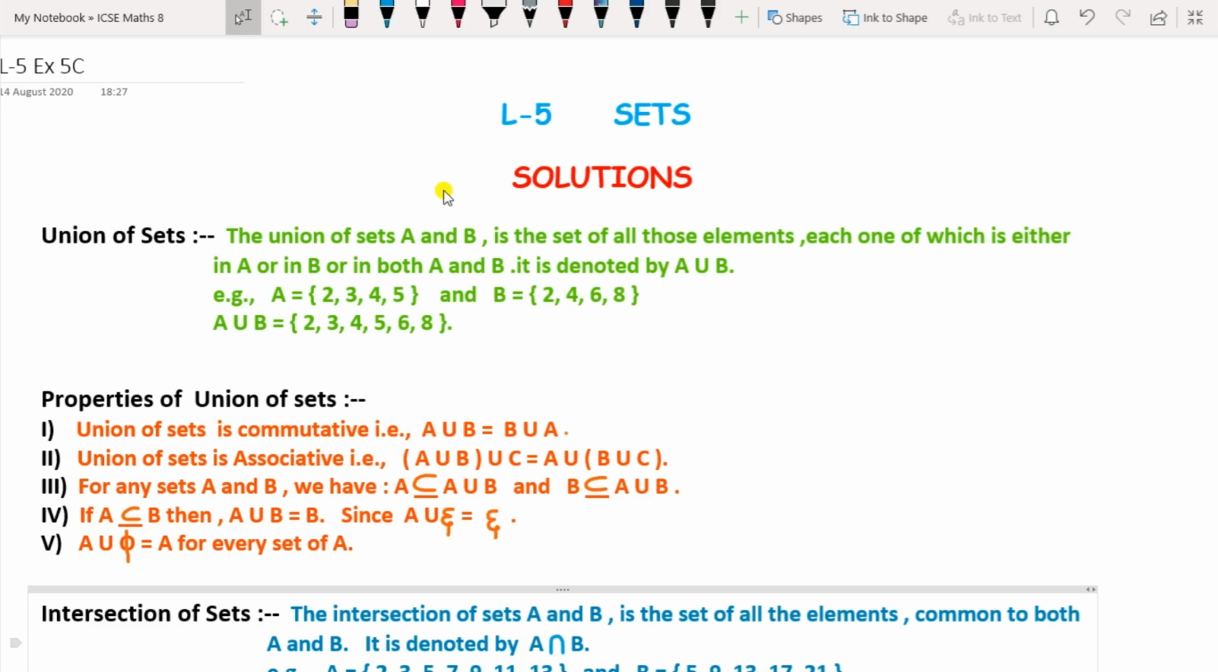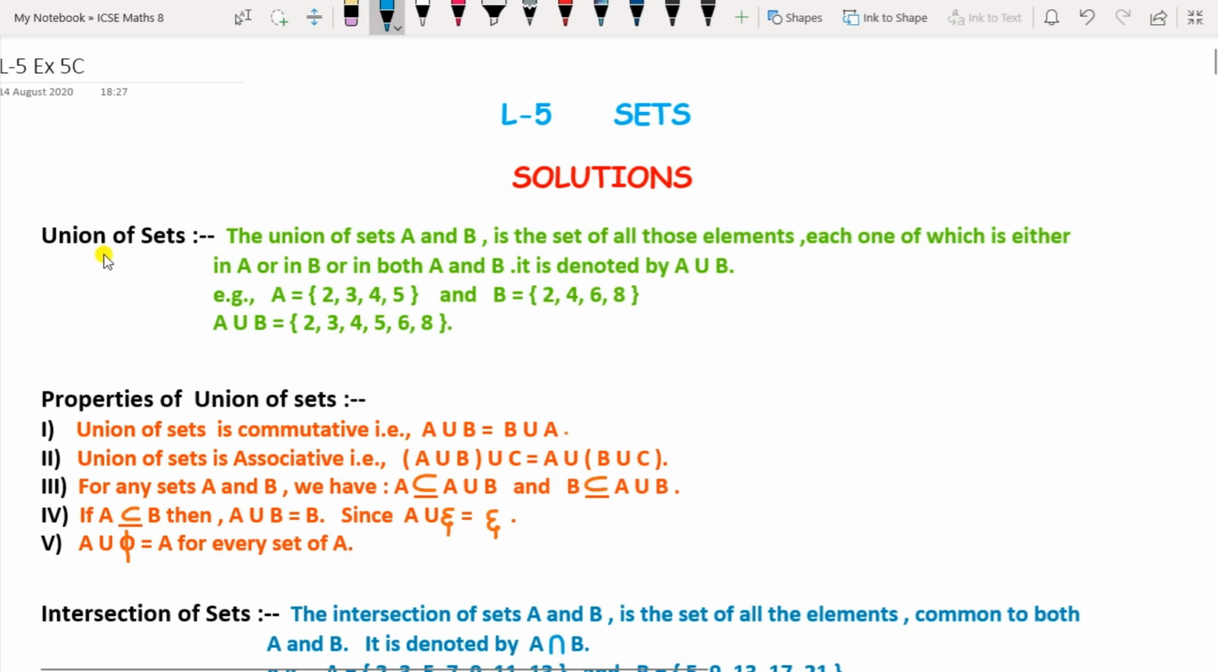There are four types of operations, that is union, intersection, difference and complement. So that's what we are going to study in this exercise. The previous videos of 5A and 5B I have suggested in the link above. Okay, so let us start with this exercise.